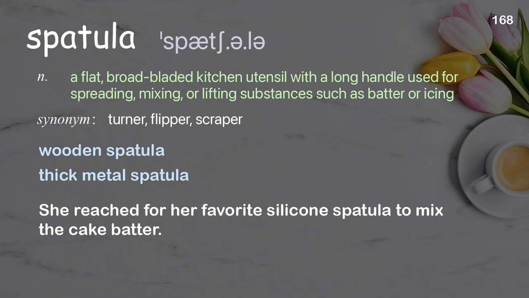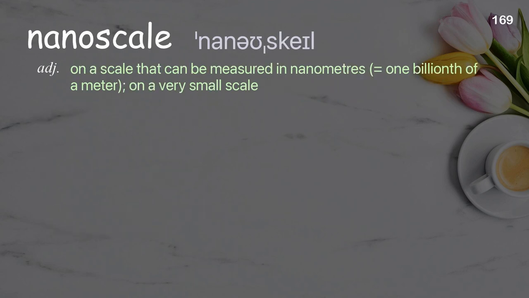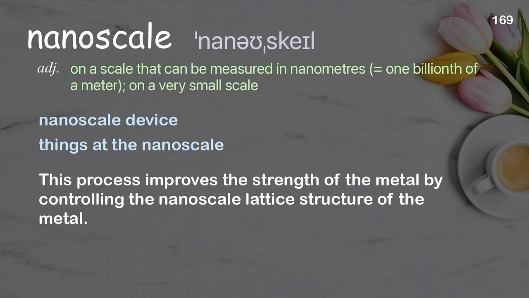Nanoscale. On a scale that can be measured in nanometers, equal to 1/1,000,000th of a meter, on a very small scale. Examples: Nanoscale device. Things at the nanoscale. This process improves the strength of the metal by controlling the nanoscale lattice structure of the metal.